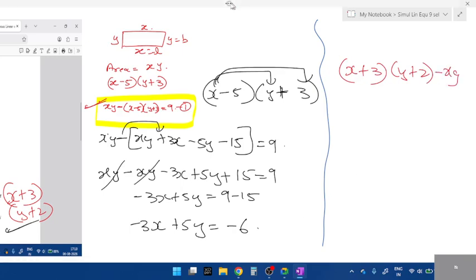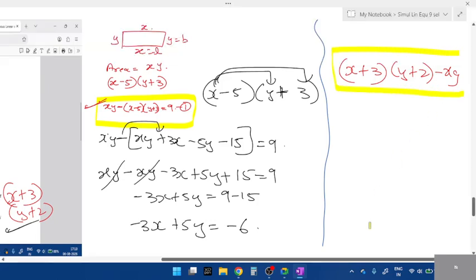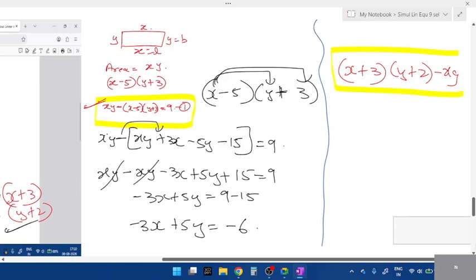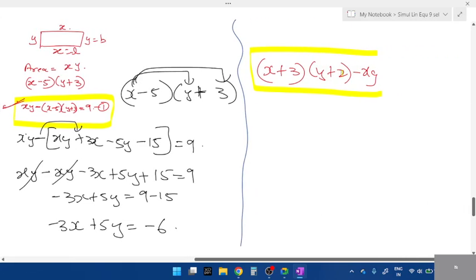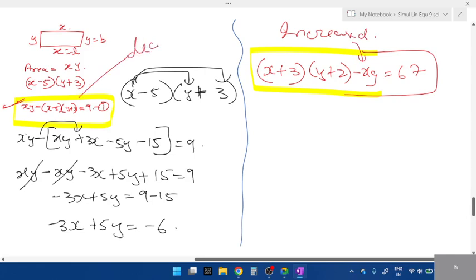Look at the difference between these two. It is equal to 67, right? 67. Make a note of this. This is when area is increased. Whenever increase is given, put minus xy in the last. Whenever decrease is given, what do you do? Put xy in the beginning and put minus.